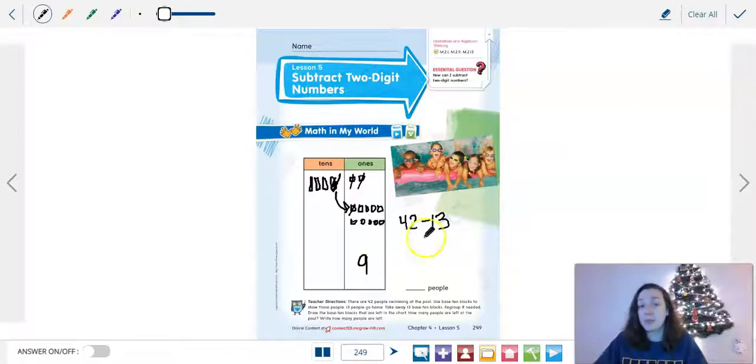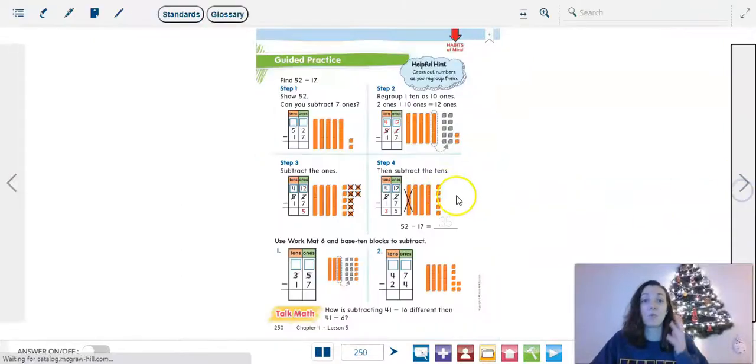Now I'm not done because I have to take away this 10. So I have 3 10s, I have enough to take away a 10, cross out a 10, I'm left with 2, so my answer is 29. Right? So very similar concept, except now we have a number in this tens place to also account for. All right, so let's move on and look at it in more specific detail.